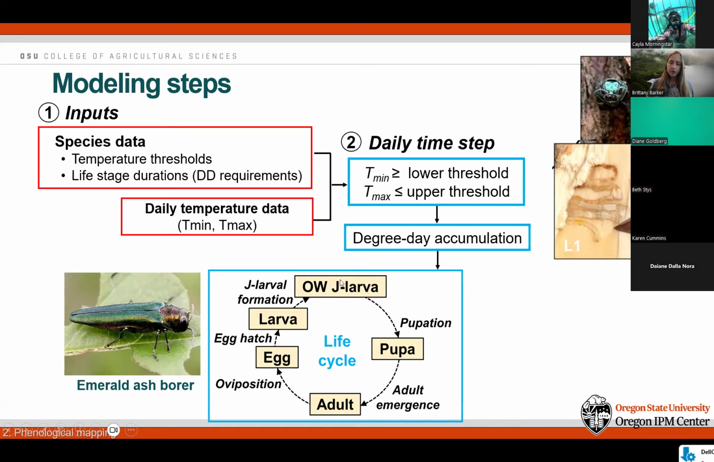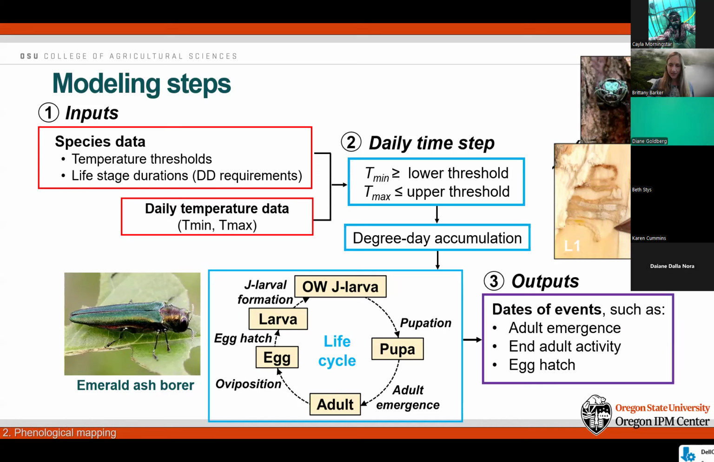In the case of the emerald ash borer, the J larva, the OW means overwintering. It's just a larva that's shaped like a J, which is why it's called that. And then the pupa come out sometime in the spring. The adults oviposit and feed, eggs hatch, the larvae form, and then they overwinter again, or the life cycle starts over again. Emerald ash borer can have a 2-year life cycle in some cases, but that's going into a little too much detail. Okay, so the outputs of the phenology model are the dates of events.